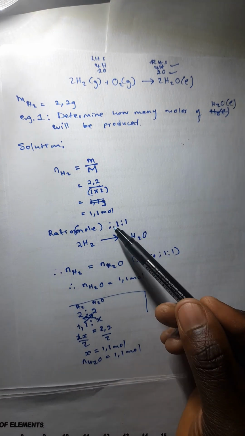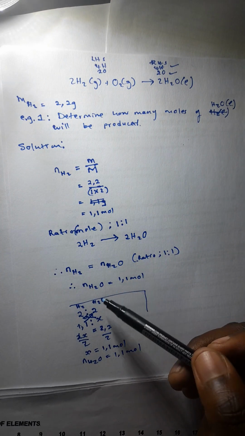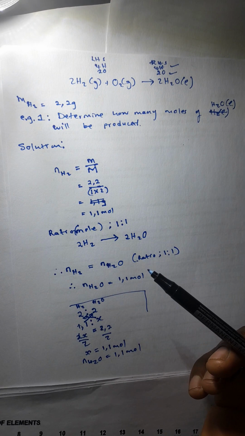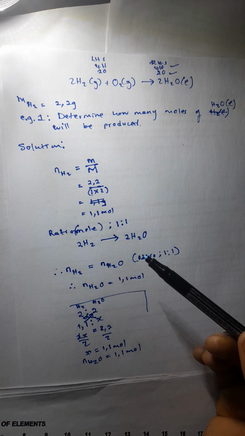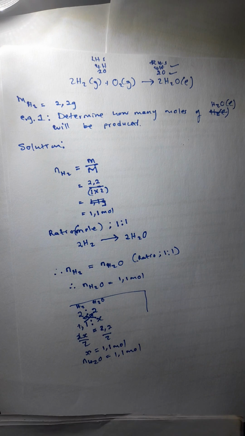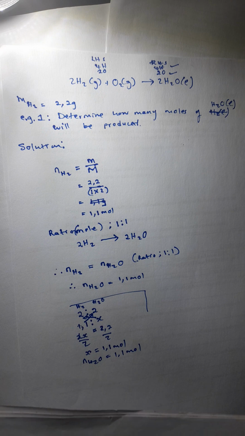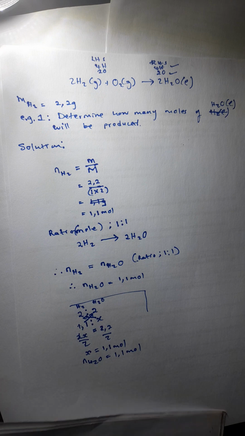But if you know it's 1:1, you know whatever I get for the other one is exactly the same as the other one that you're looking for. Whatever I get for hydrogen gas is exactly the same as for the water molecule. Now I want us to look at the second example here.